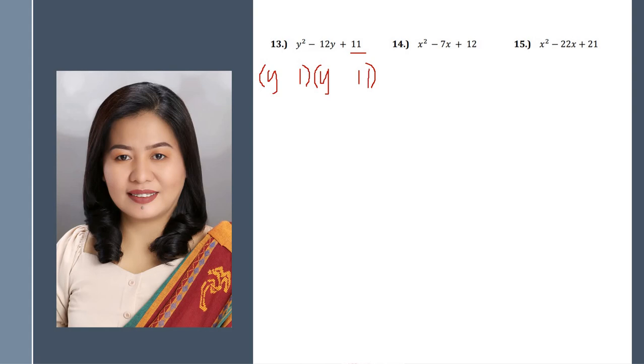Alright? So the last term is positive. Both will have the same sign, but the middle term is minus. So we'll be following the symbol of the middle term. So negative 1 plus negative 11 gives us negative 12. Negative 1 times negative 11 gives us positive 11. So the factors of y squared minus 12y plus 11 are y minus 1 and y minus 11.